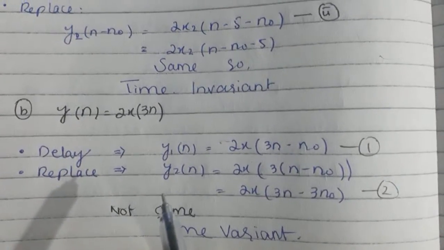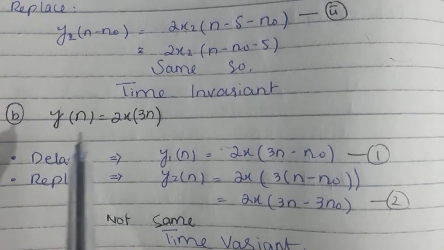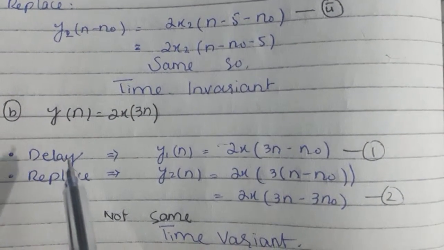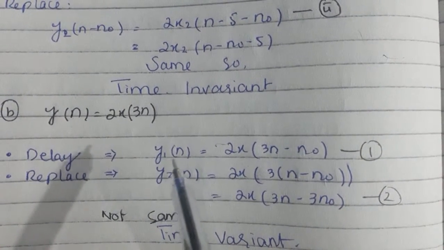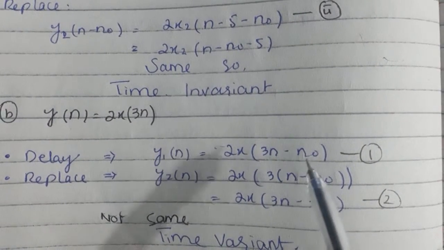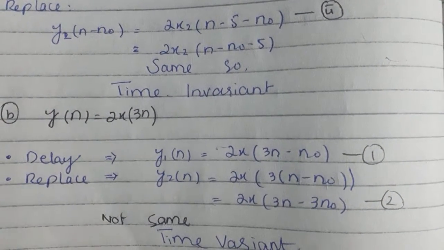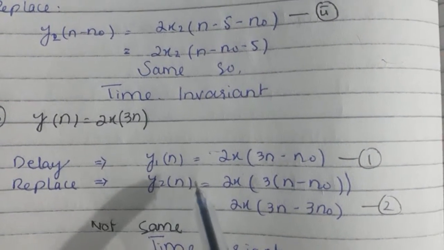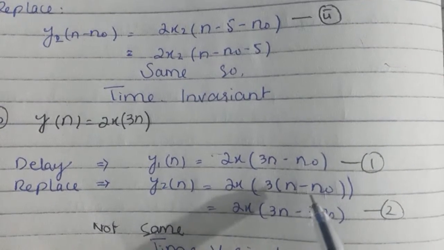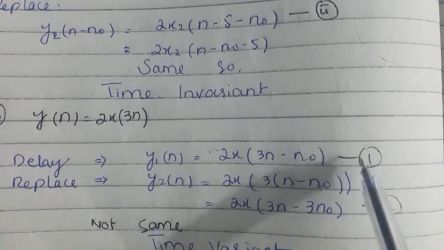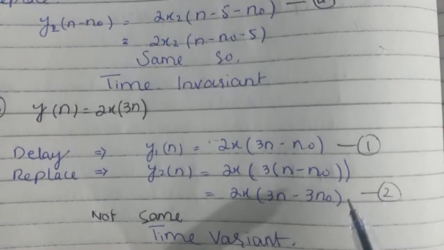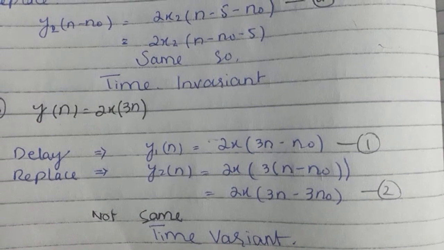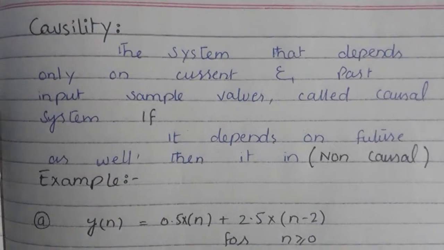Now move on to the other example like this one, y of n equal to 2 x of 3n. When we apply delay, we get y1 of n equal to 2 x of 3n minus n naught, because here we apply delay only on the function. But in replace we replace n by n minus n naught like this one. We see equation 1 and equation 2 are not the same, so we say this is a time variant function.